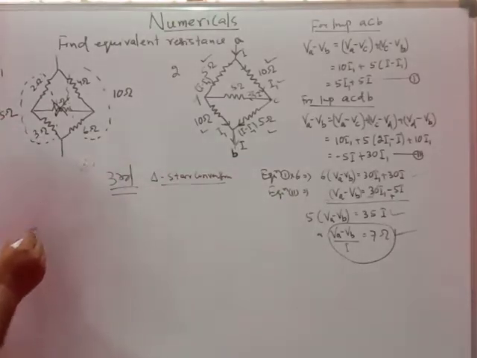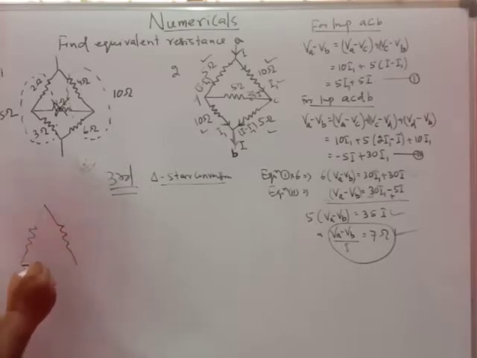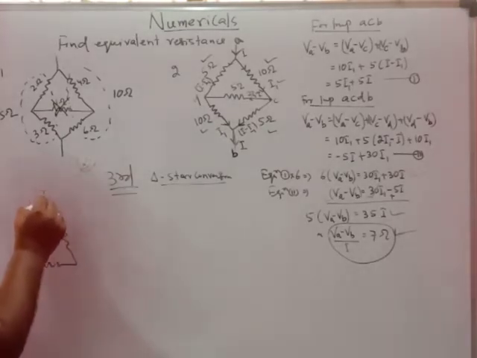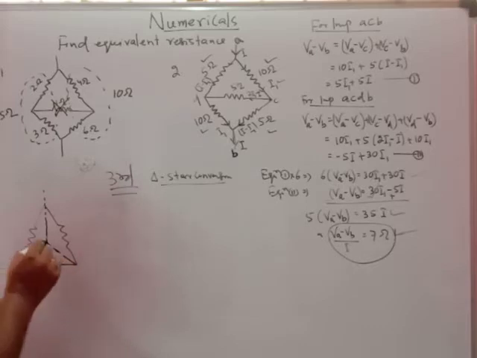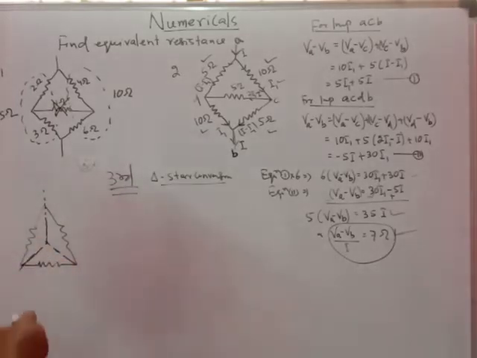Suppose this is the delta form. This is looking like the delta form, and this can be converted in this manner. So this is the delta, and it will be converted like the star, like that. The branches will be distributed as a star. This is the star.